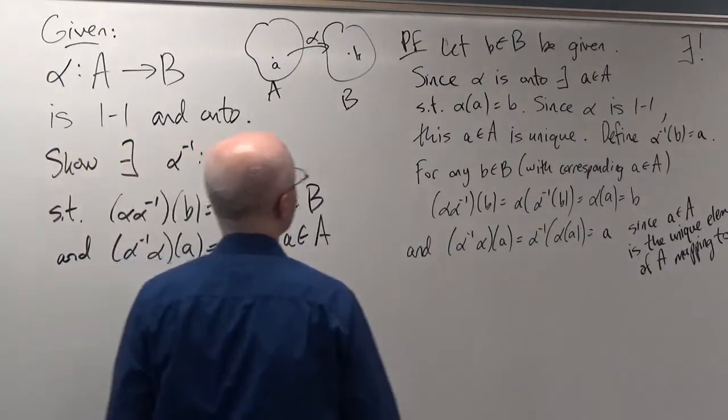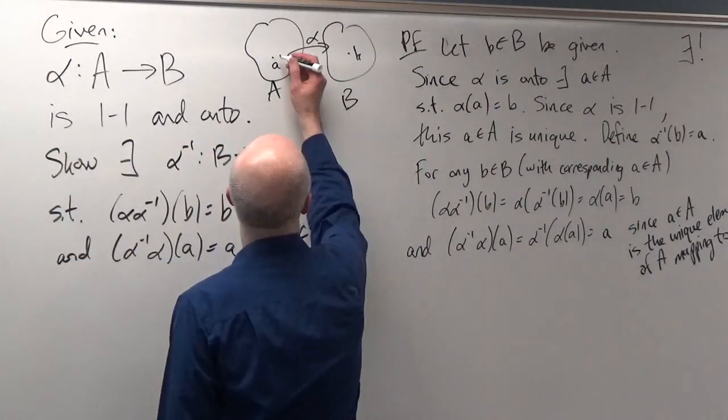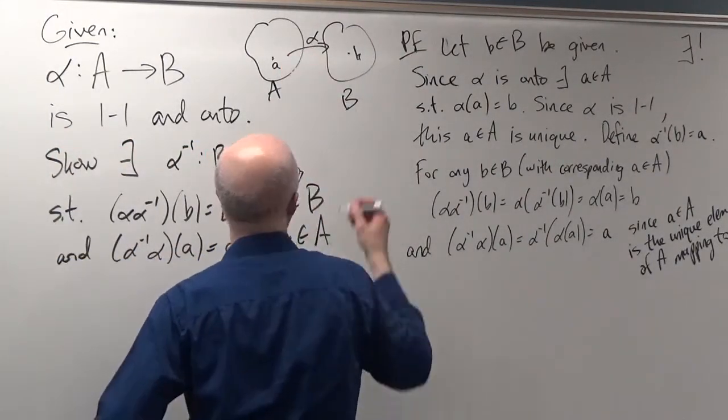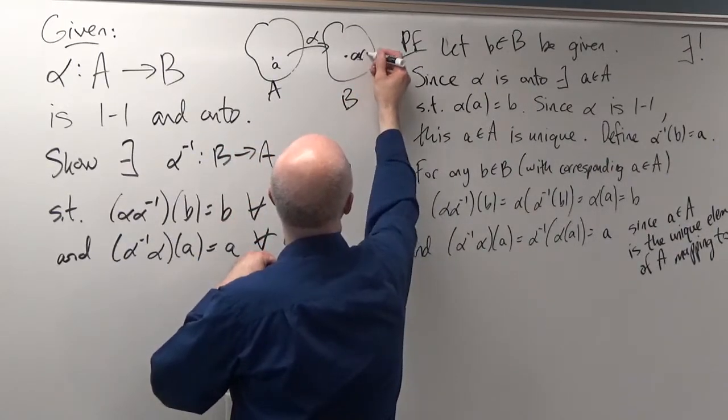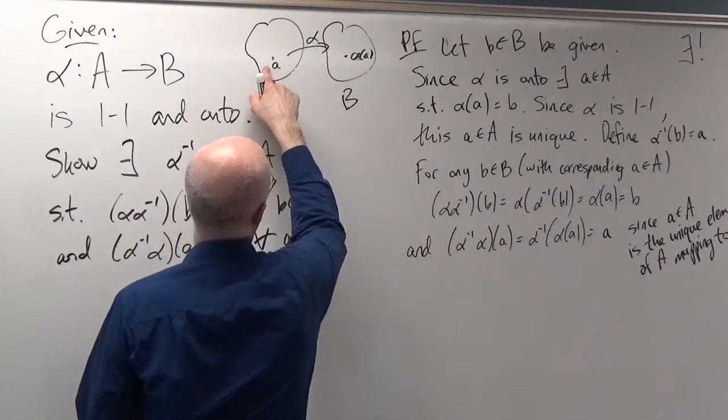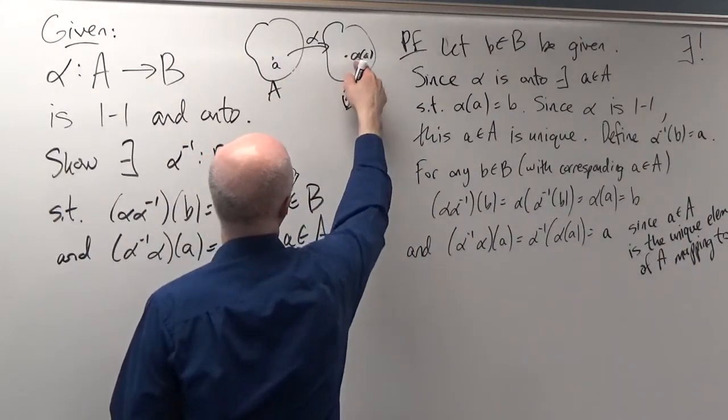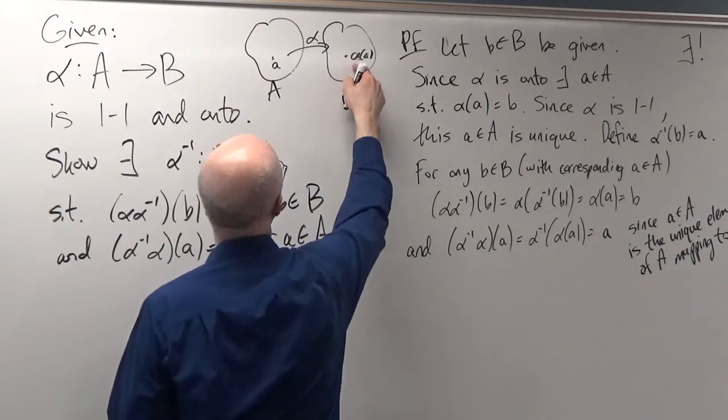Again, the picture can help. A maps to some element alpha of a, and that is the unique element of capital A that gets mapped to alpha of a. Therefore, alpha inverse of this thing must be a.